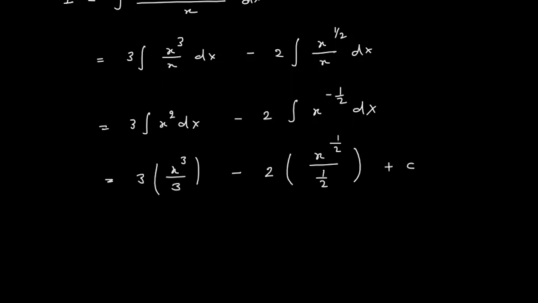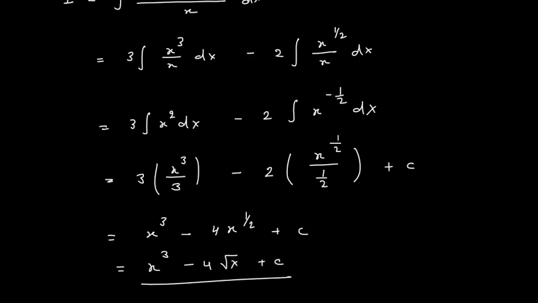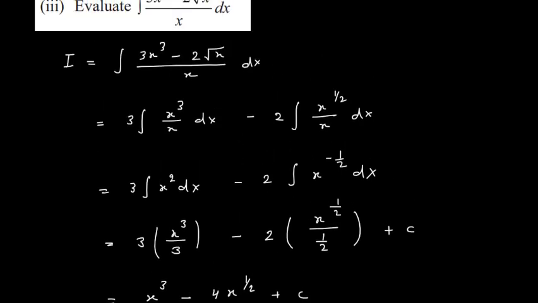So now this 3 will cancel, and here you will get x cube minus, this 2 will go in the numerator. Okay, so it is 2 into 2 is 4 into x power half plus c. So you can say that this is x cube minus 4 root x plus c. Done. This is your third problem.